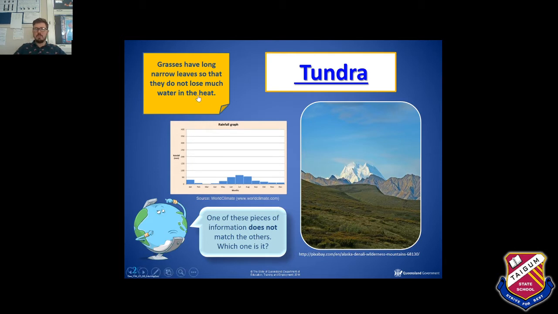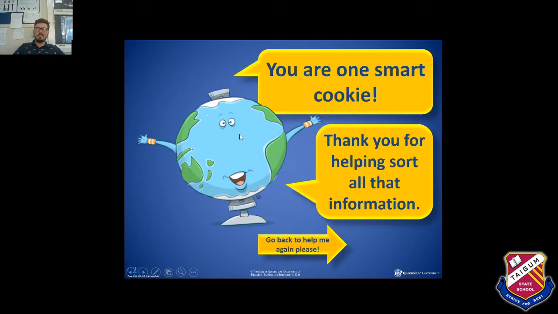Okay, so one of the pieces of information, it's either this one, or this one. Which one doesn't match? Is it A, grasses have long, narrow leaves so that they do not lose much water in the heat? Is it the rainfall graph or is it the picture? They must match to tundra. I'm going to go with this one. Did you get that as well?